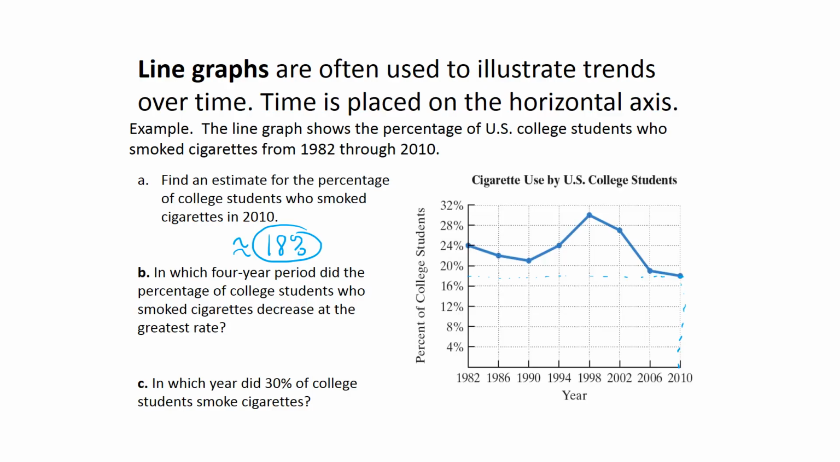In which 4-year period did the percentage of college students who smoke decrease at the greatest rate, right? We're wanting the one that has the steepest slope, and that looks like this place right here is where we have the steepest slope. And so that's between the years 2002 and 2006.